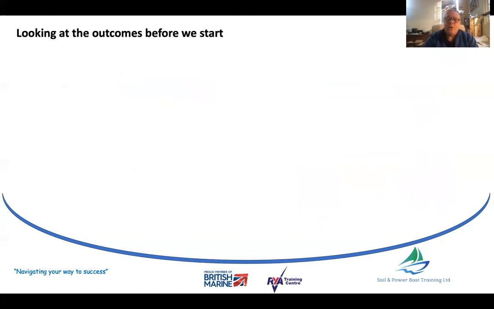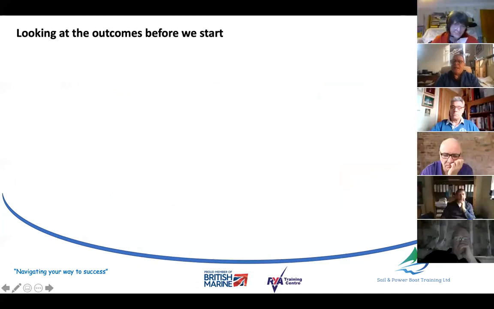Then moving on from that, it's looking at the outcomes before we start. So on a course, if anybody wants to chip in, it'd be fantastic. A couple of people can give out what they think might be an outcome from a day skipper course or comp crew or advanced powerboat course. Someone can give me a couple of outcomes they think may be within that course. Go on, Julie. Just go for it.